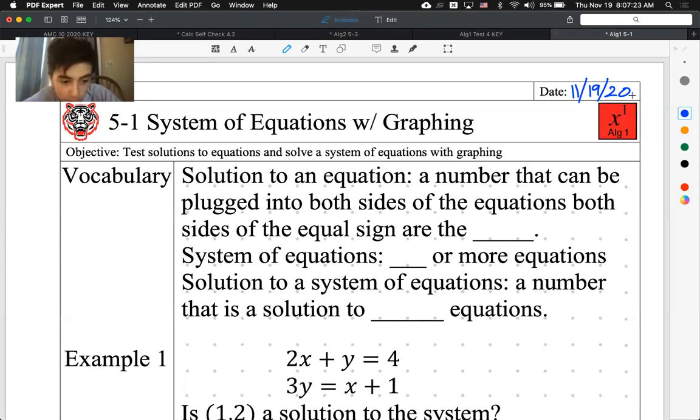All right, our objective today: test solutions to equations and solve a system of equations while graphing. All right, let's start off with some vocab. Whenever you see the word solution, underlined solution, a solution just means it's a number that if you plug it in, both sides are equal to each other. So both sides are the same. For example, if I plugged in 3 and 3, and I got the number 5 is equal to 5, that means that was a solution.